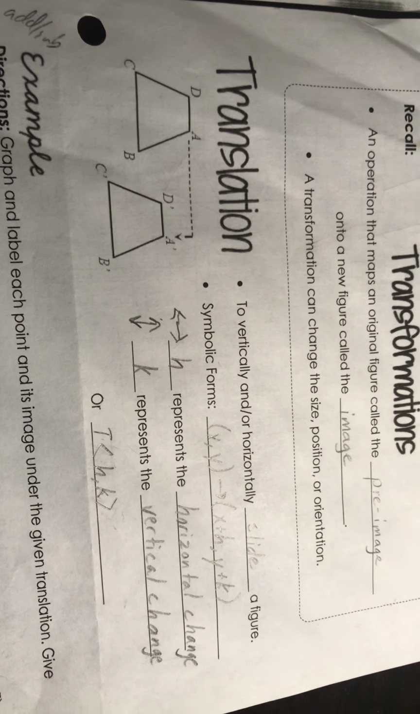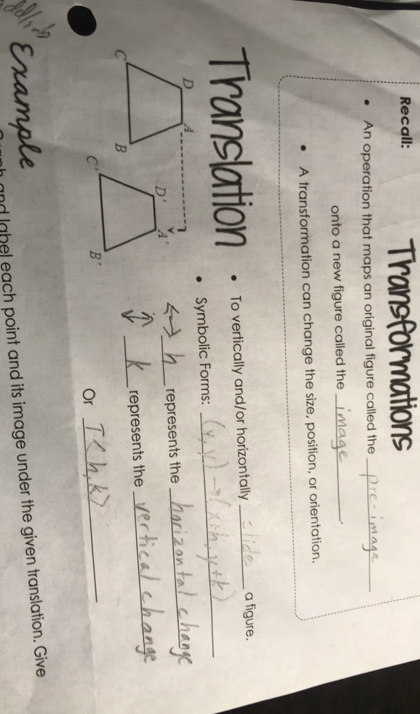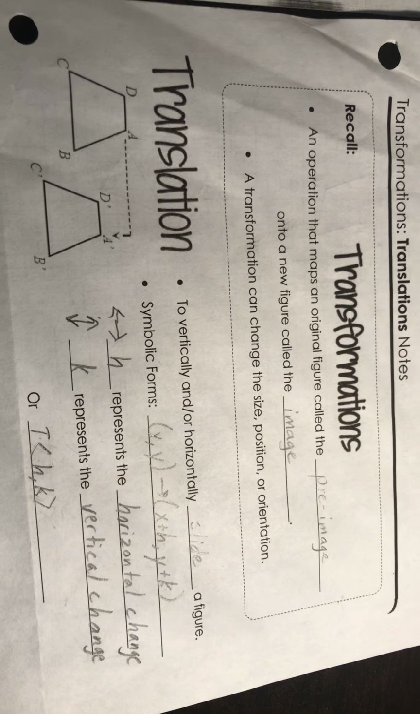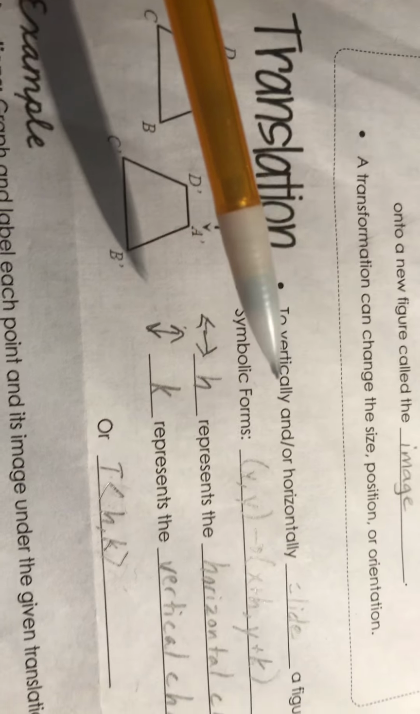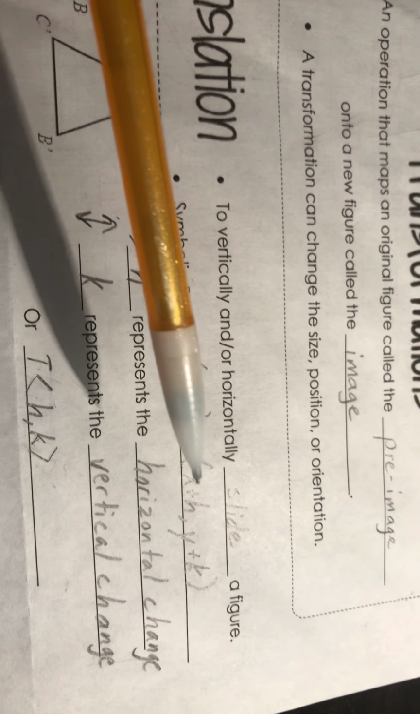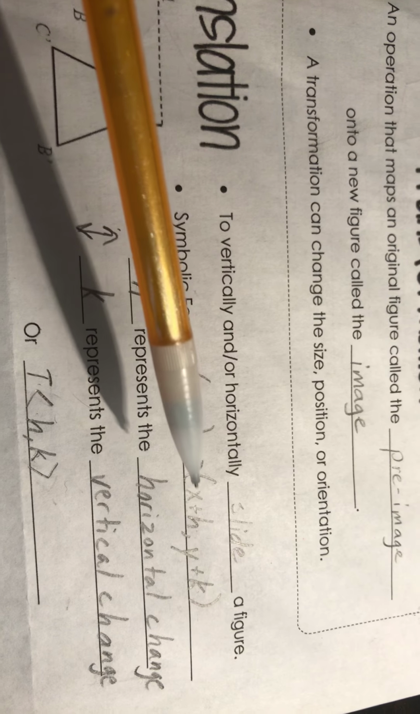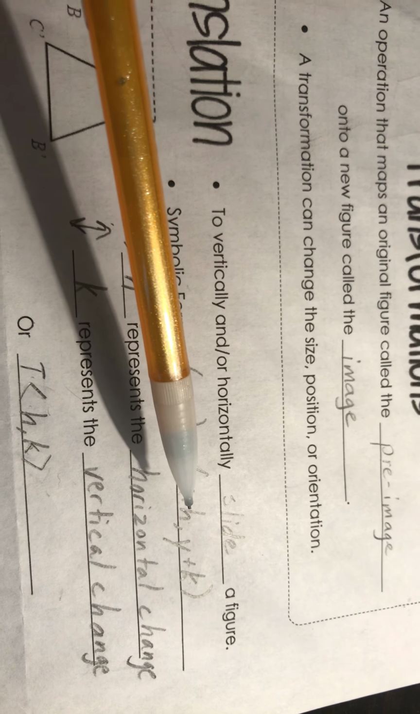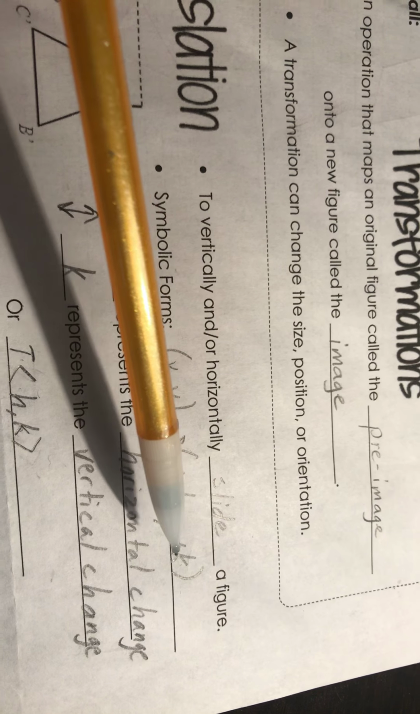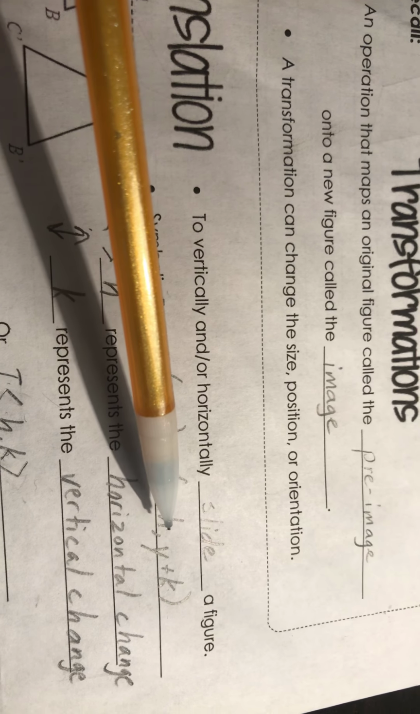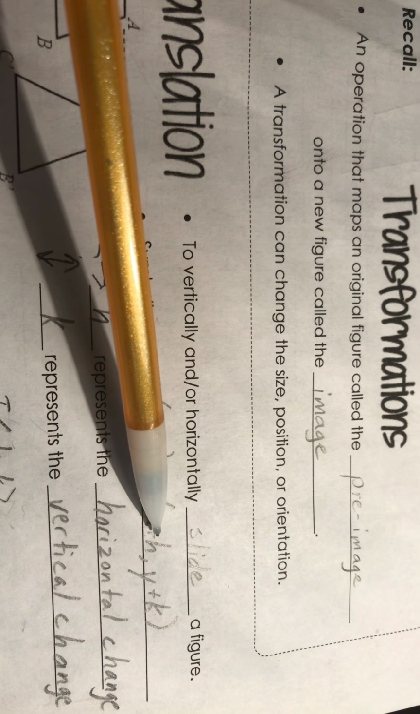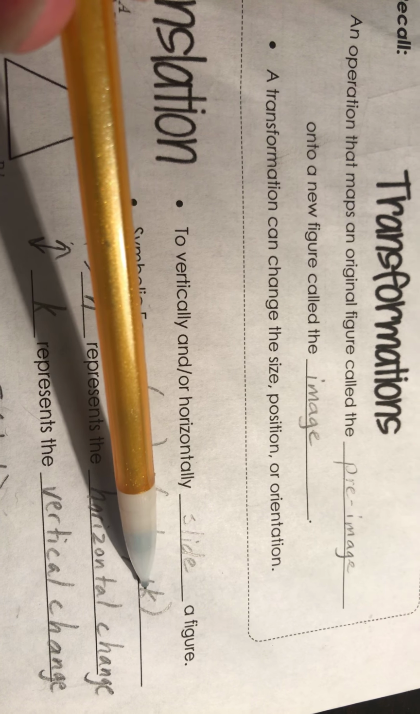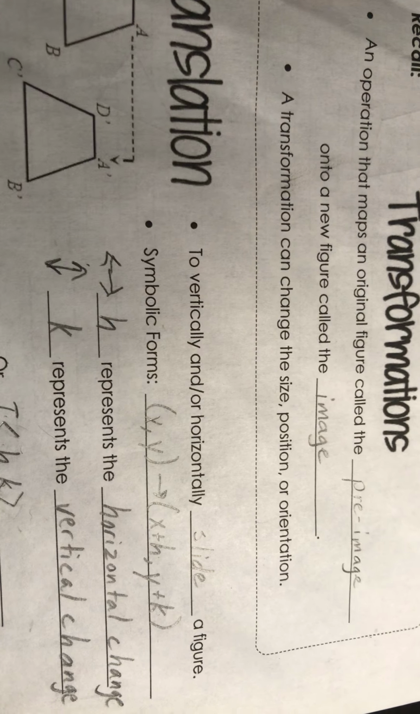A translation means to vertically and/or horizontally slide a figure. You'll see it written one of two ways. This is one way. You'll see (x, y), then a little arrow, and then (x + h, y + k). H represents a value, a number, and K represents a value, a number. H is the distance left or right it slides. If this is negative, it'll go left. If positive, it'll go right. K is the vertical change: if this is negative, it will go down. If this is positive, it will go up.